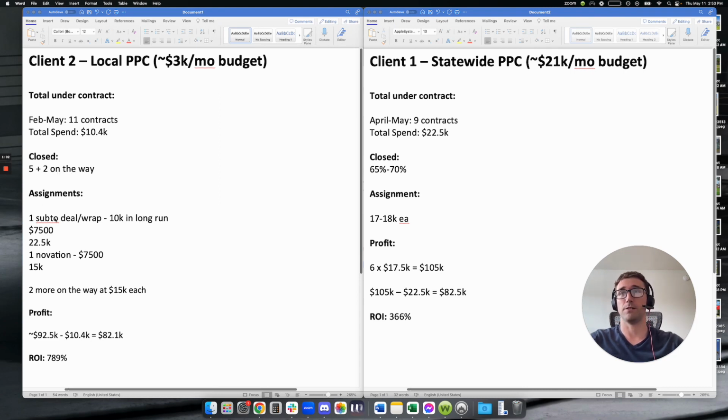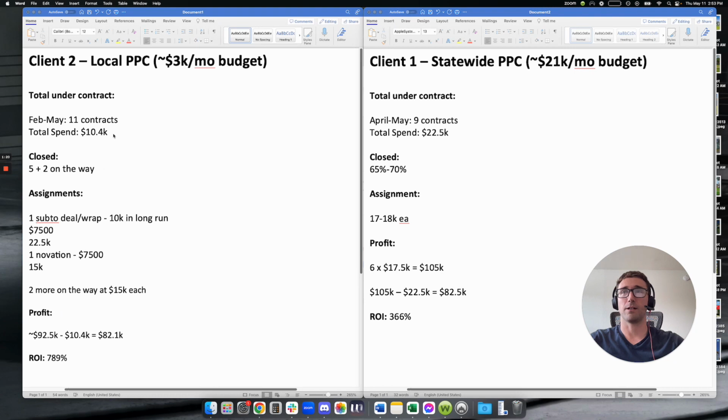So this one is a sub two deal that they're going to do a wrap with. That's going to be 10,000 they'll make in the long run. 7,500 for another, 22.5 for one novation, which they'll make about 7,500 off of, and another with a 15K assignment. Two more on the way. Their average assignment fee is usually around 15K for those two.